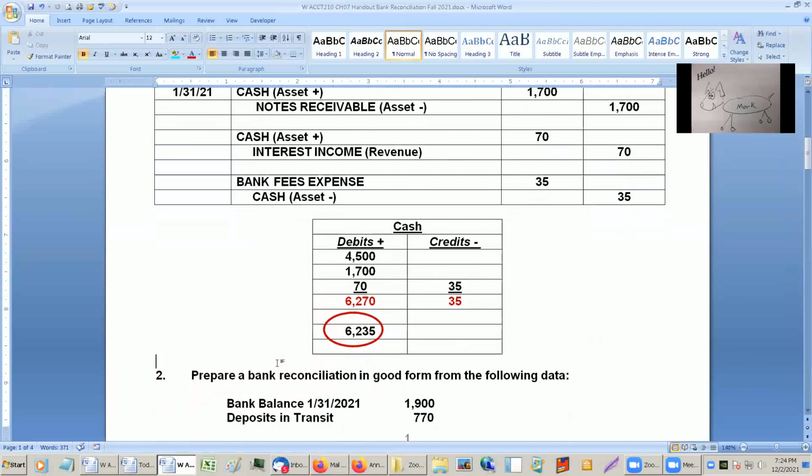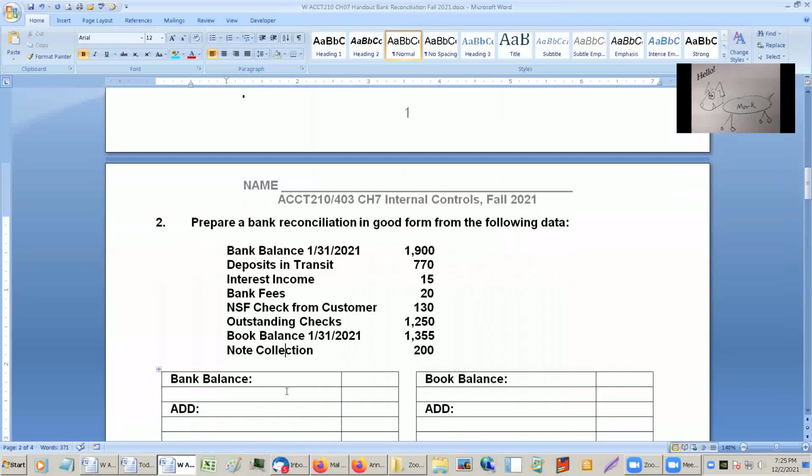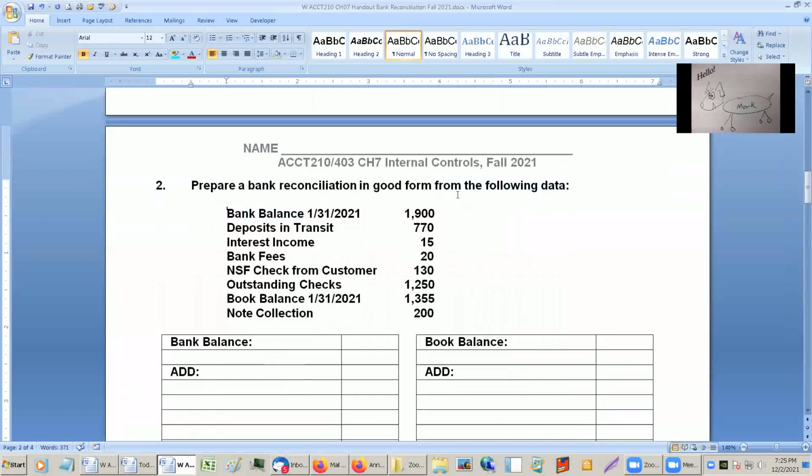Okay. Let's go to number 2. Number 2, we have something new. Well, I'm going to put the 2. Oops, these are kind of in a wacky order. So the bank balance is 1,900. And the book balance is 1,355. And again, those are the same numbers, and they usually aren't the same numbers.